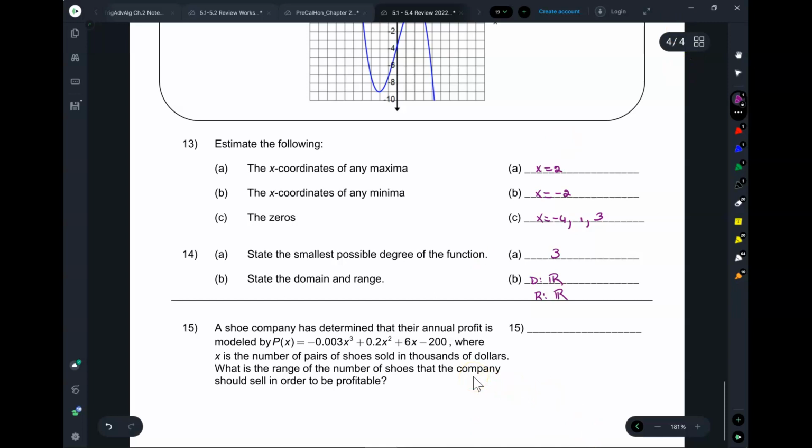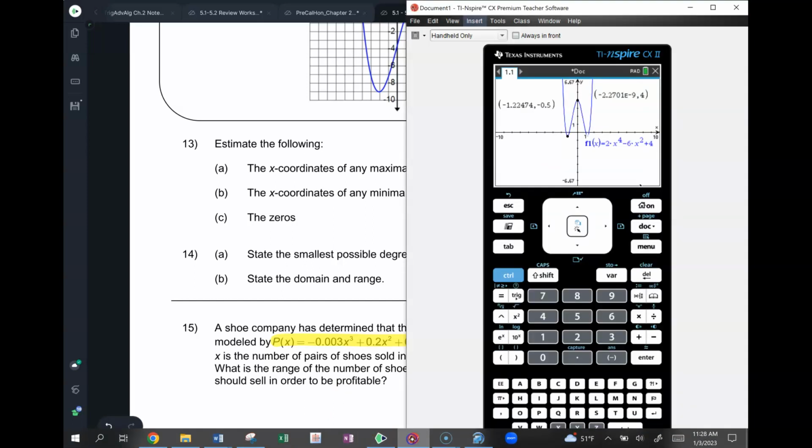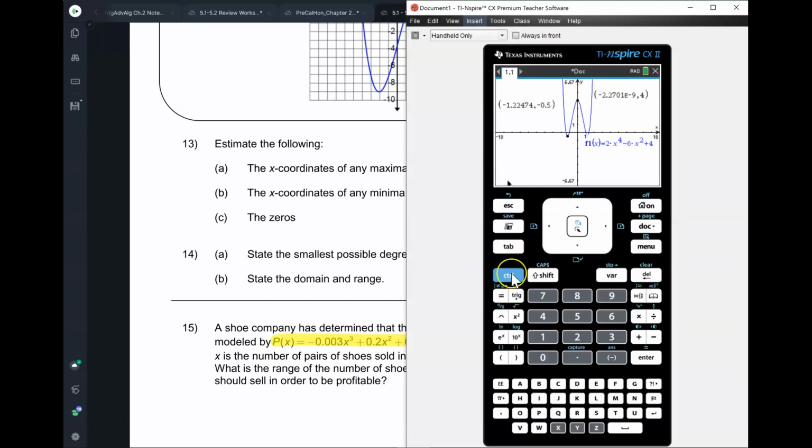A shoe company has determined that their annual profit is modeled by this. So this is their profit. You know what? I'm not even going to read anymore. I'm going to first graph this. So let's go ahead and graph that. To delete this, I go tab, press the up button, control, delete, enter, and now it's all reset. So let's go ahead and graph that.